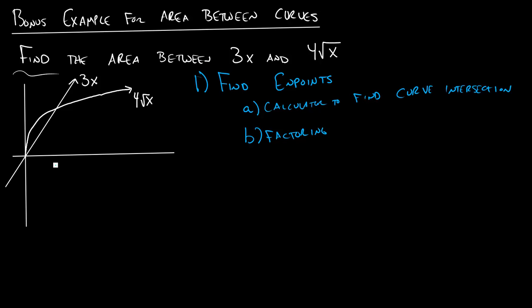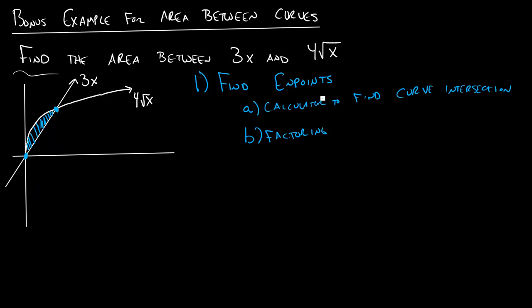Okay, and here we have another tricky problem about finding the area between two curves. So this time we're finding the area between 3x and 4 root x. If you plot this out in your calculator, you can see that we're trying to find this area right here. As I've already written some of what we're going to do out, the first thing we want to do is find the endpoints. We want to find the x value of this point, and we want to find the x value of that point.